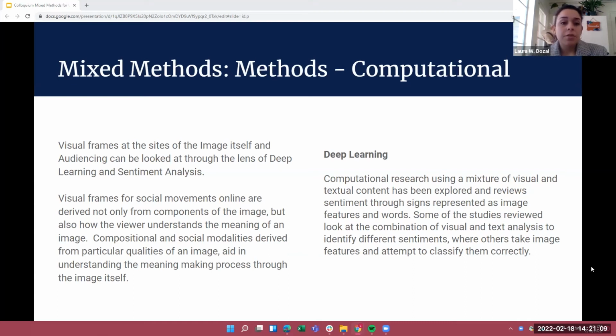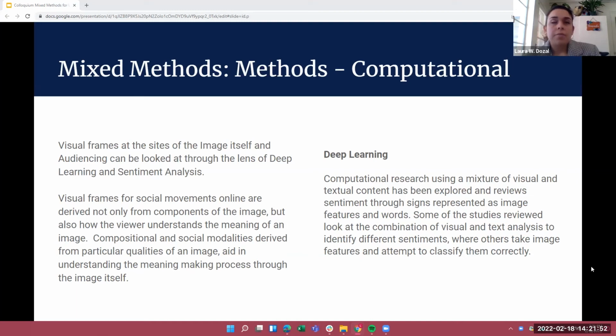Compositional and social modalities derive from particular qualities of an image and aid in understanding the meaning-making process through the image itself. And so I explored how computational research using a mixture of visual and textual content can be explored, and reviewed sentiment through signs represented as image features and words, particularly through methods of deep learning. A lot of the studies that I reviewed look at a combination of visual and text analysis to identify different sentiments, where others take image features and attempt to classify them correctly.